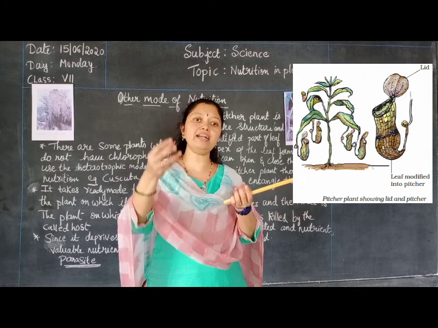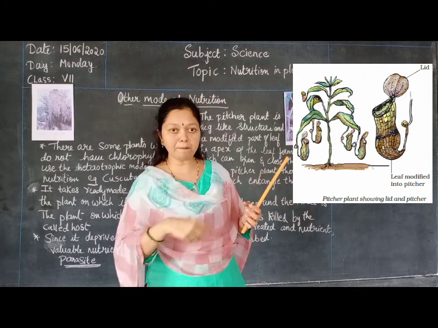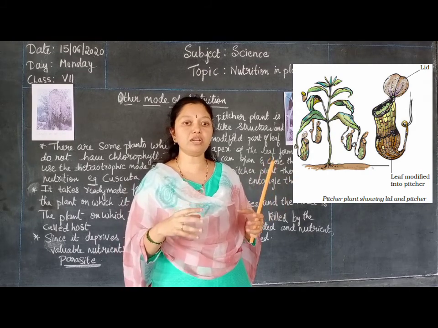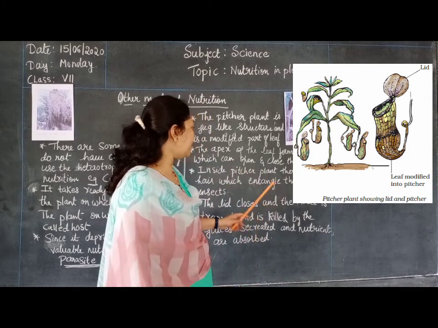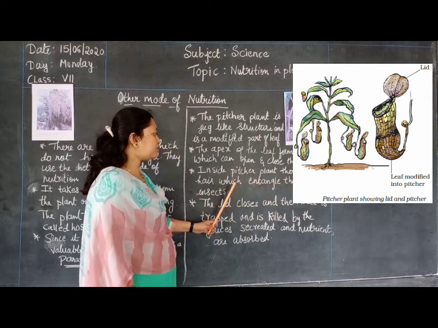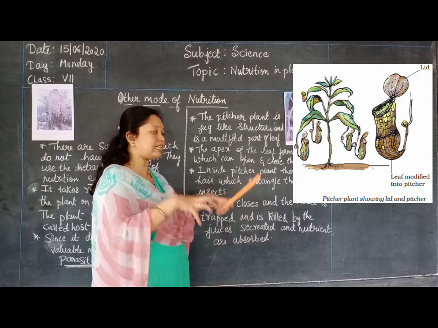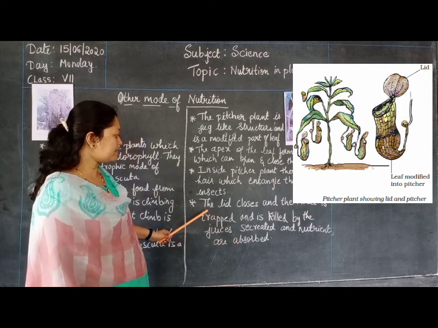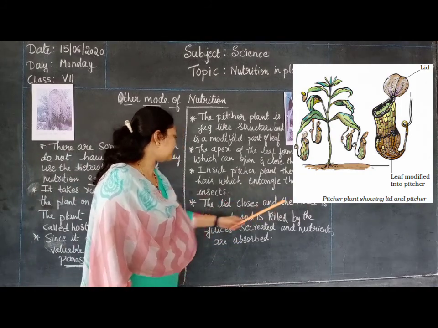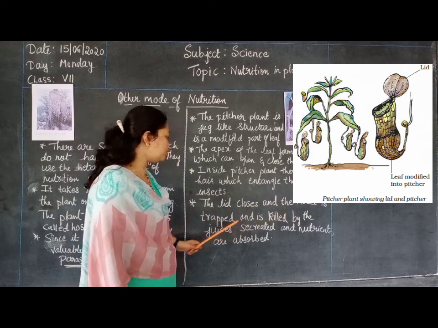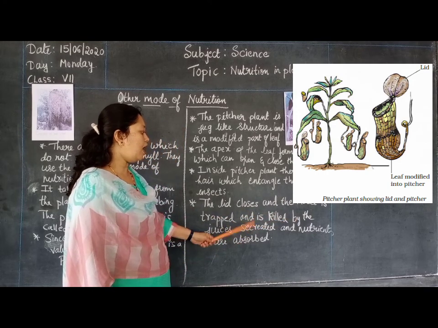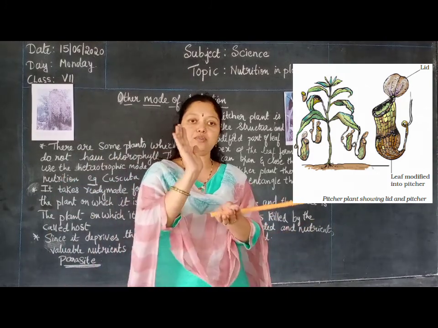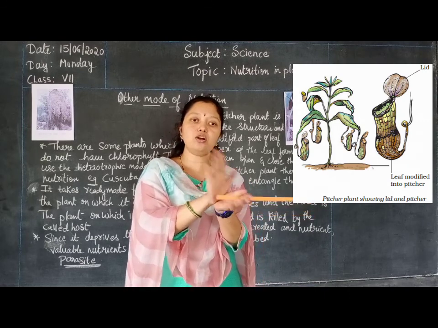When insects go and sit inside the cup-like, jug-like structure, they stick to the hair present inside. Inside the pitcher plant there are hairs which entangle, meaning they help trap the insect inside the jug-like structure. Next, what happens? The lid closes and the insect is trapped and killed by the juices secreted, and the nutrients are absorbed. When the insect sits inside, the open lid closes like this.